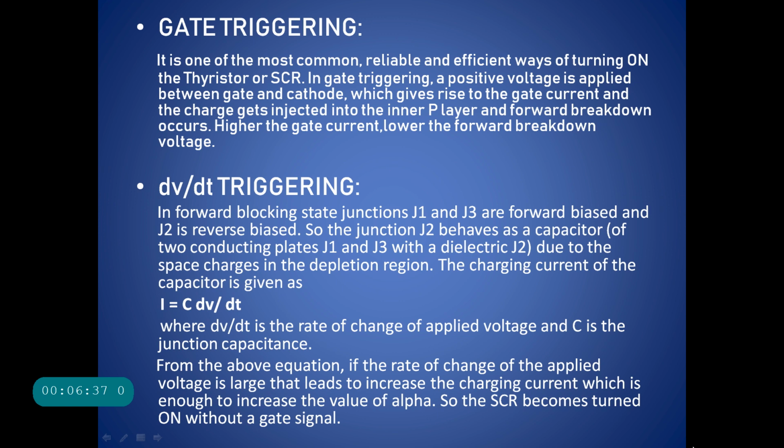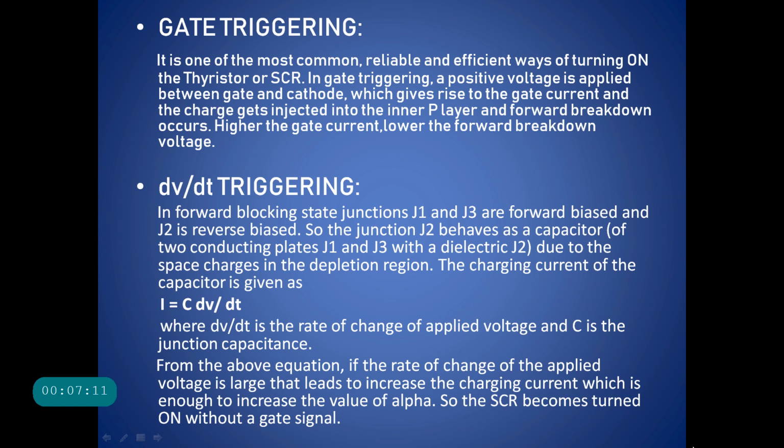Now the next method is gate triggering. It is the most common and reliable way of turning on the thyristor. In gate triggering, a positive voltage is applied between the gate and the cathode, which gives rise to a gate current, and the charge gets injected into the inner P layer and forward breakdown occurs. The higher the gate current, the lower the forward breakdown voltage, which means that as we keep increasing the gate current, the breakdown occurs at much lower voltages and the SCR gets turned on quickly.